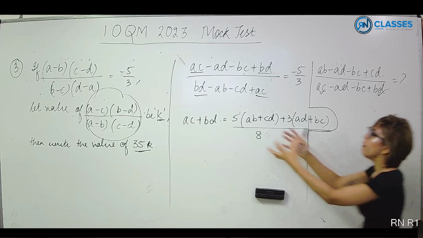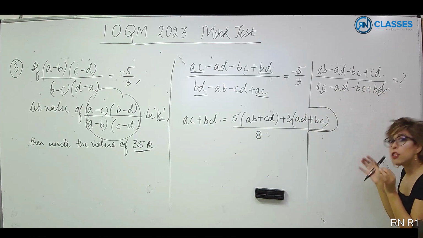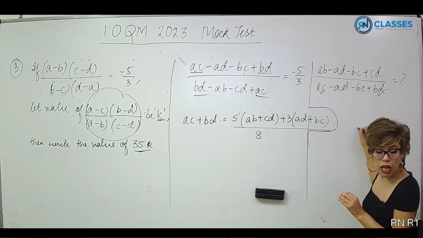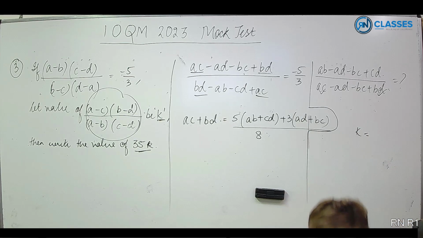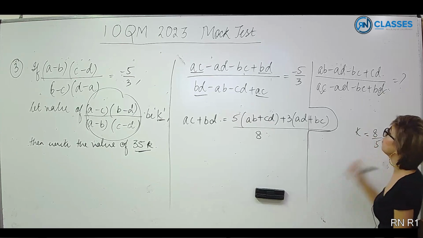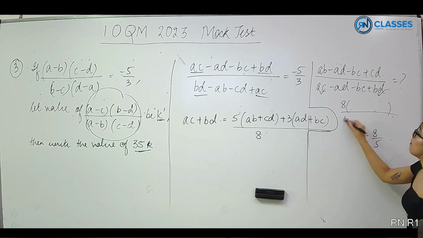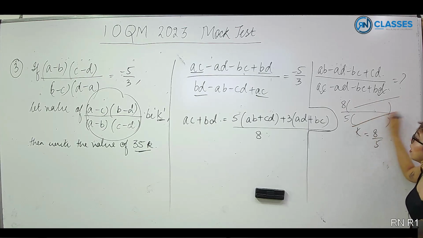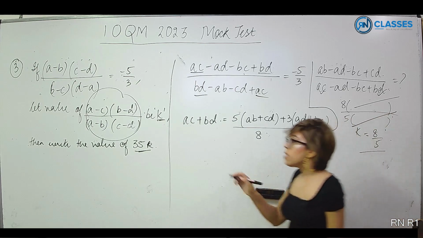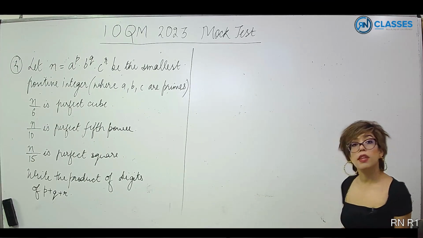So I will get the value of AC plus BD from here and substitute it over here. As soon as you substitute, terms will get cancelled out. In fact, K turns out to be 8 by 5, because you will get similar terms, 8 into something divided by 5 into the same thing, and it will get cancelled. That is why K will turn out to be 8 by 5. Hence, the answer will be 56. Alright, on to the next question.